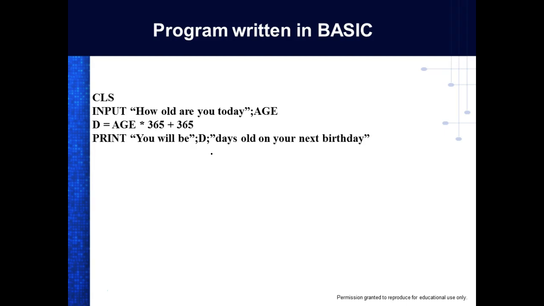Then I say my days is equal to the age times 365 plus 365. Friend, it says you will be D. It could be whatever the answer to this was. It's going to pop that in there for me. Days old on your next birthday.